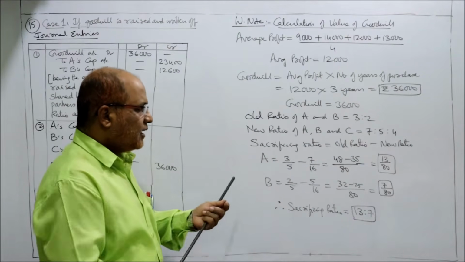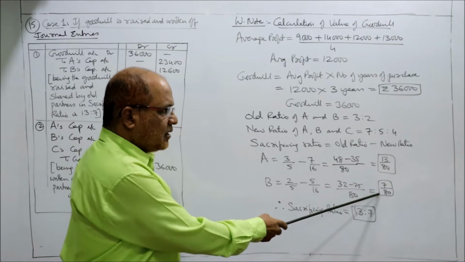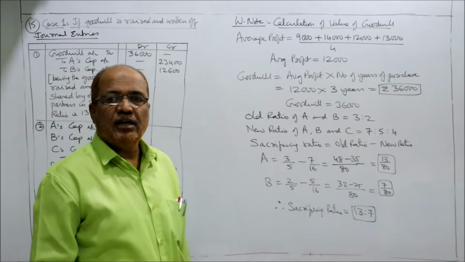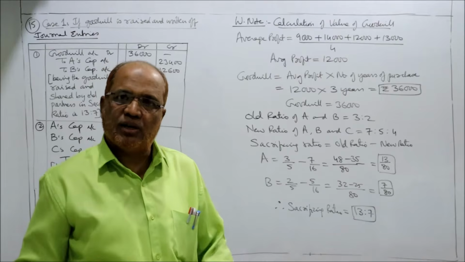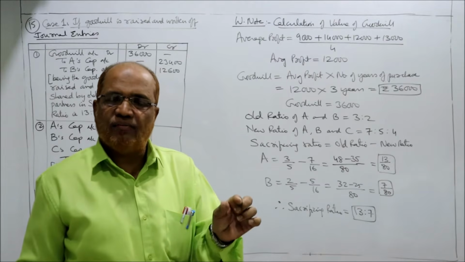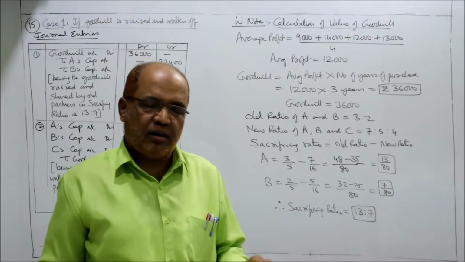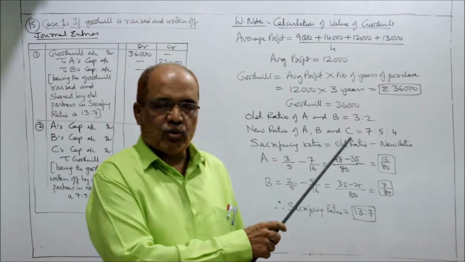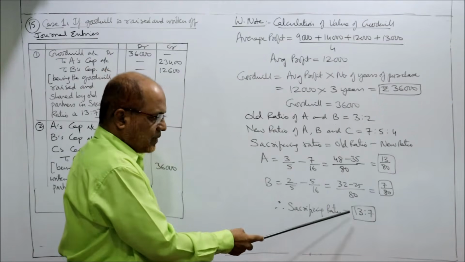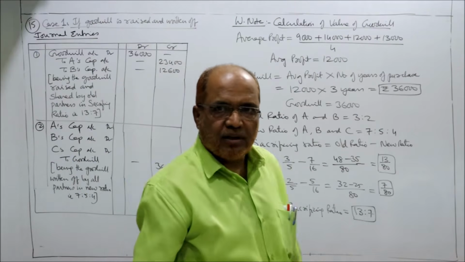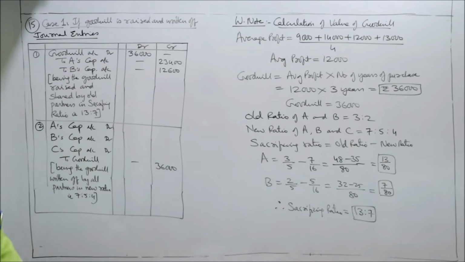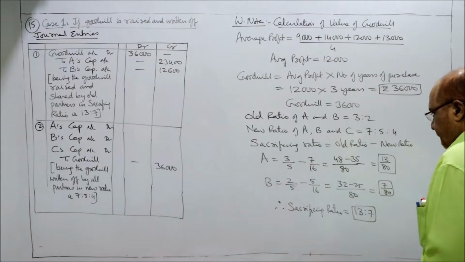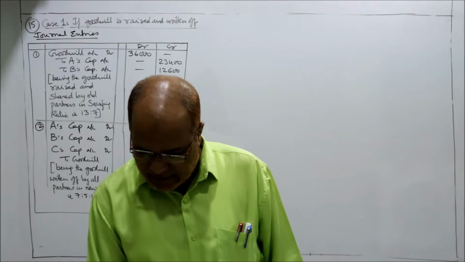13/80 and 7/80, so the ratio will be 13:7. This is called the sacrificing ratio, and this 13:7 sacrificing ratio will be used to distribute the goodwill. So we have calculated two things: the goodwill amount and the sacrificing ratio. Take a pause and then copy it down.